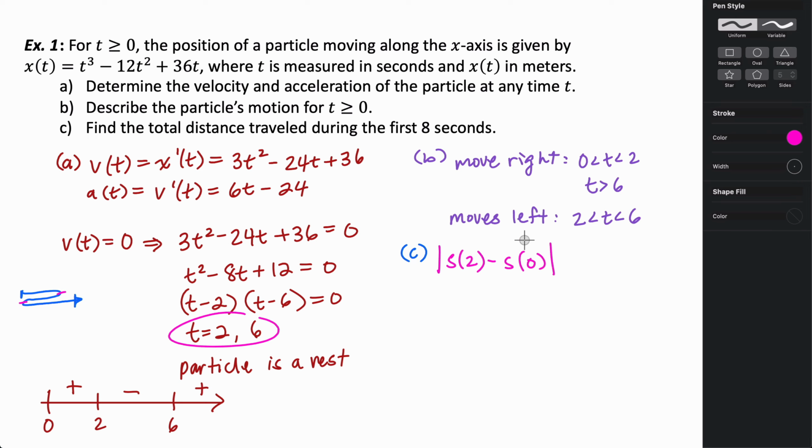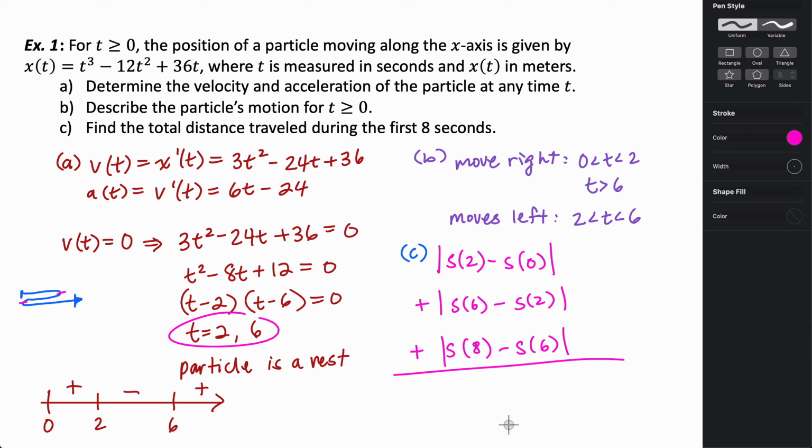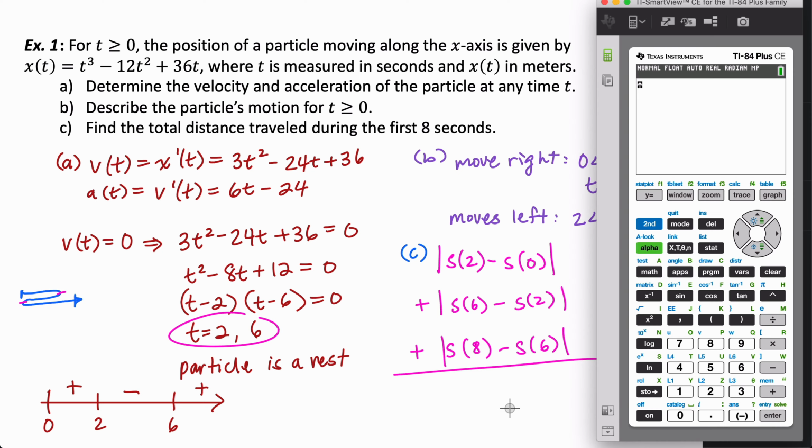And again, we want to take the absolute value because we want the actual distance that was traveled. If it was negative, we don't want it to cancel out with some of the other values. We're going to add that to S of 6 minus S of 2, and we're going to add that to S of 8 minus S of 6. So we want to know this total distance. We're going to add all this up, and I'm going to use my calculator to help with this.